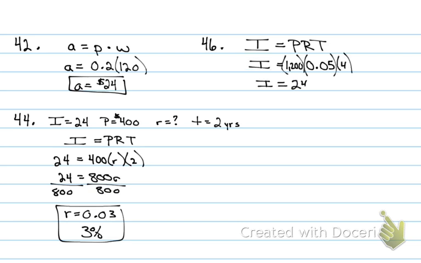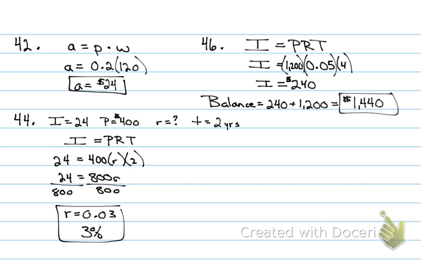Okay, you multiply all this together. Is this your answer? No. What do you have to do? You have to add. Go back and add it to the original amount. Okay, and now that's your answer. Number 46, 1440. I'm going to go ahead and do 47, 48, and 49.